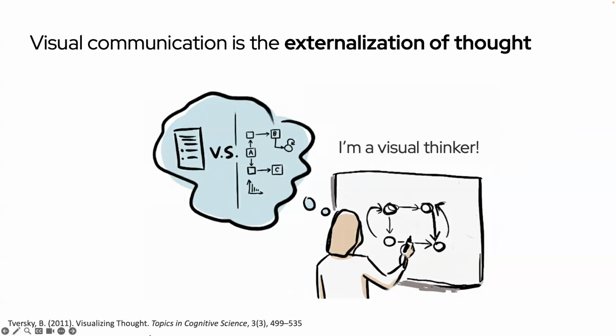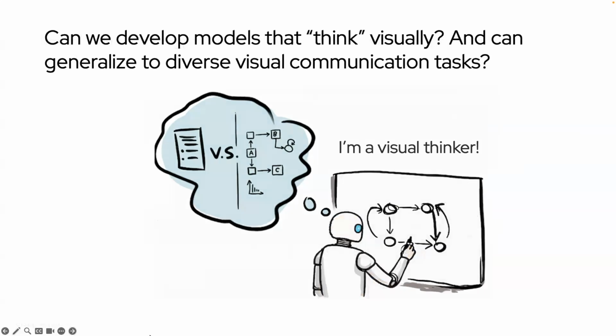It's quite common. And I want to ask whether we can develop models that are also more visual thinkers, meaning that we don't just force them to draw because of our representation. They have some internal incentive to solve problems that way.